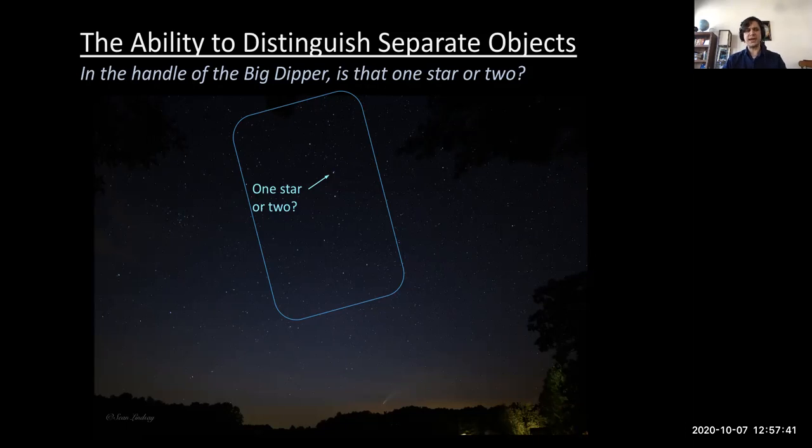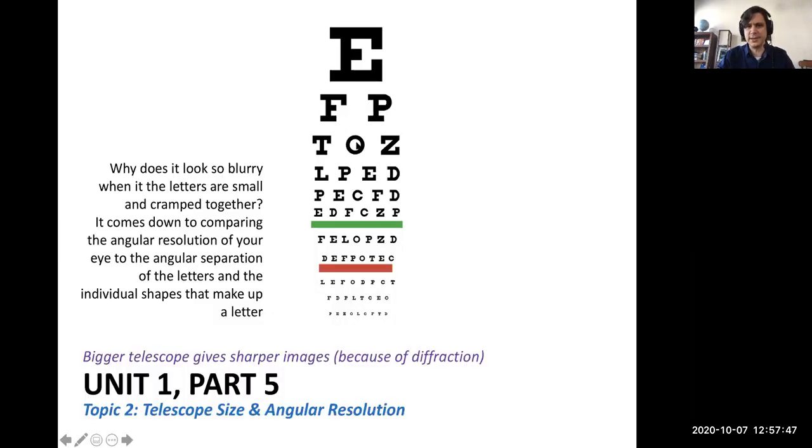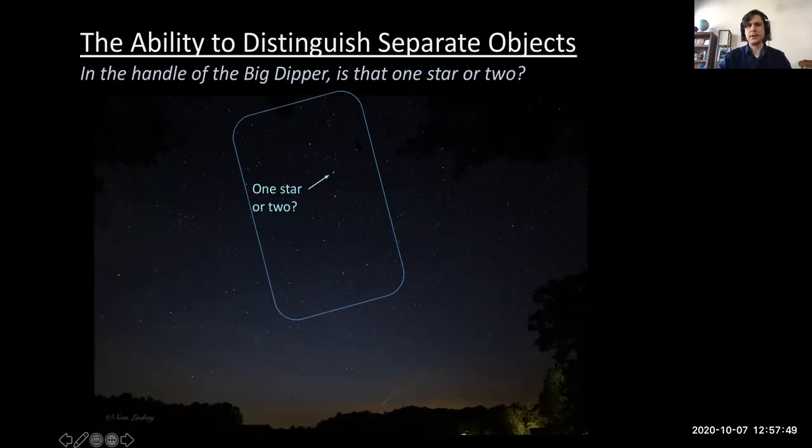This has been used as a vision test throughout history, before we had pesky things that looked like this. In fact, it was one of the vision tests that supposedly was given to soldiers in the Roman army. Okay, so the question is, is that one star or two stars? Is there just one star there, or are there two stars so close together they get blurred together and you can only see it as one point of light?